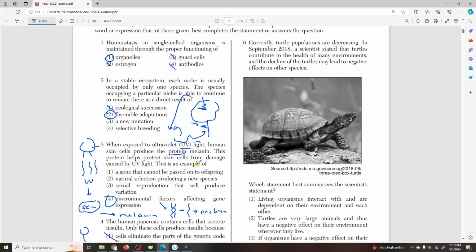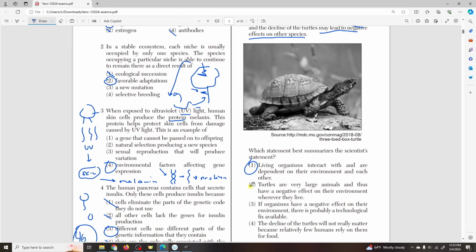Number 6 says currently turtle populations are decreasing. In September 2018, a scientist stated that turtles contribute to the health of many environments, and that the decline of turtles may lead to negative effects on other species. Which statement best summarizes the scientist's statement? Living organisms interact with and are dependent on their environment and on each other. Before reading the other ones, I'd say this is correct, right? Number 2, turtles are very large animals and thus have a negative effect on their environment wherever they live.